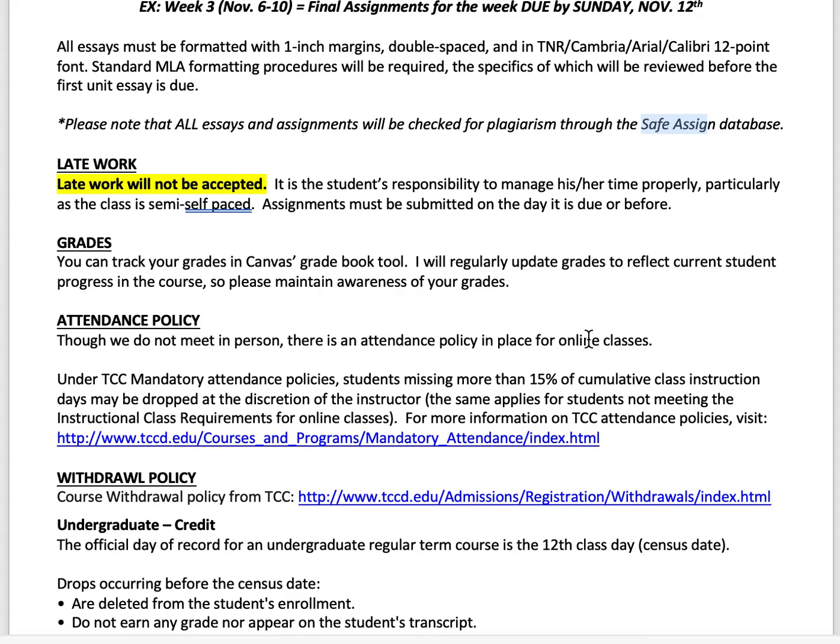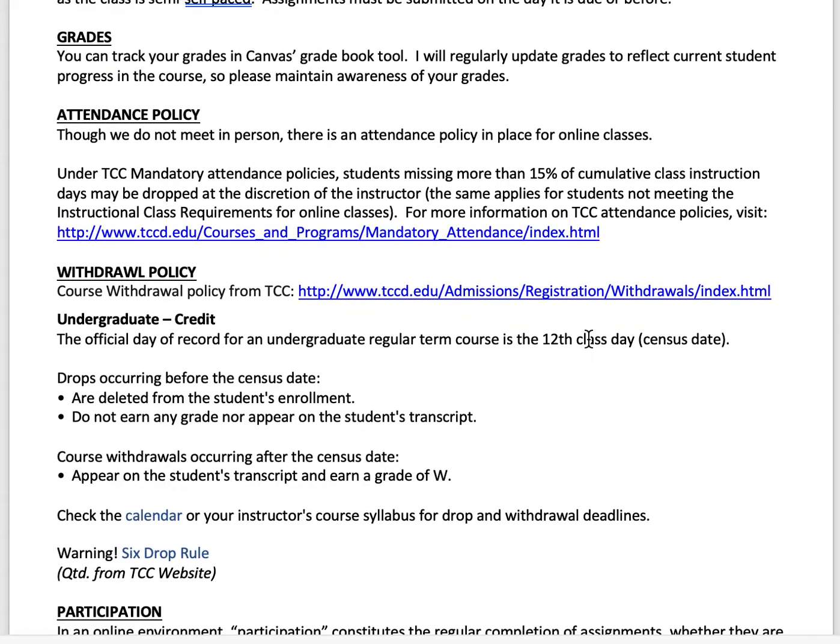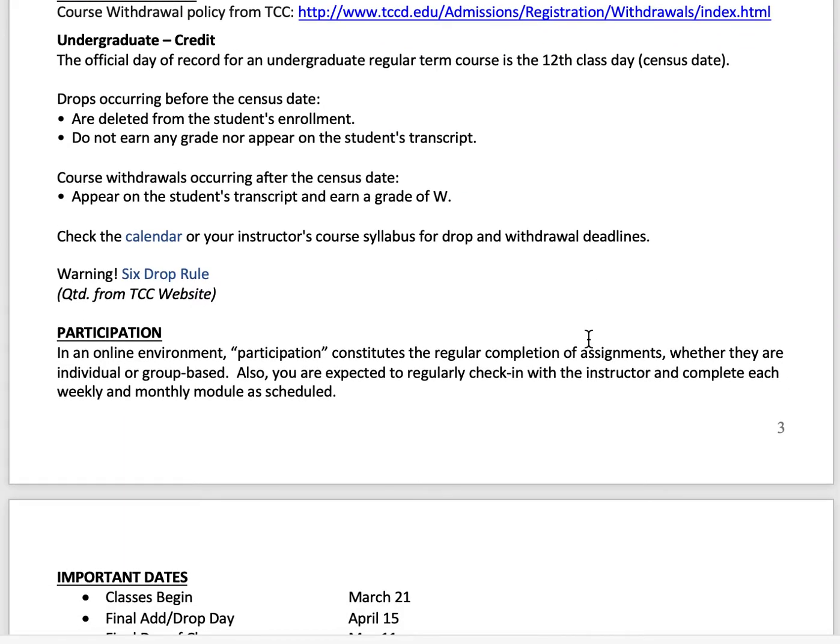Grades can be tracked in the gradebook tool. You guys will see that regularly updated. It is, like I said, a weighted grade, so just be aware of that. And then there is technically an attendance policy per TCC. If you're missing more than 15% of the class instruction, then you can be dropped at the instructor's discretion. Bottom line for the participation grade, if you're doing the work and you're in contact with me, if you need to be, then you'll probably get that 5%, no problem.